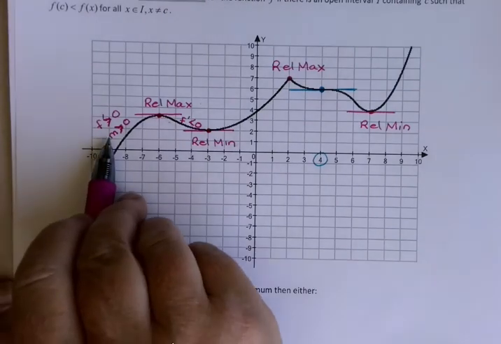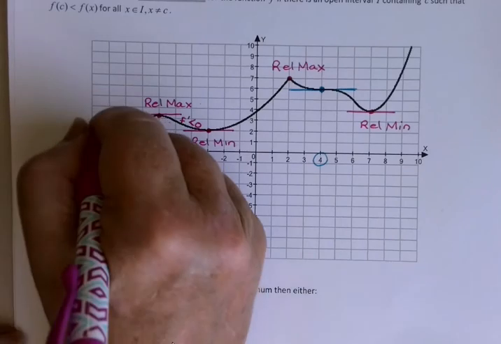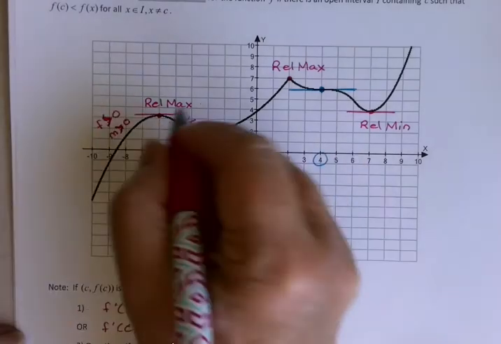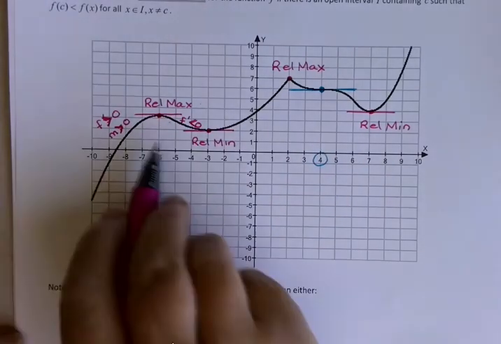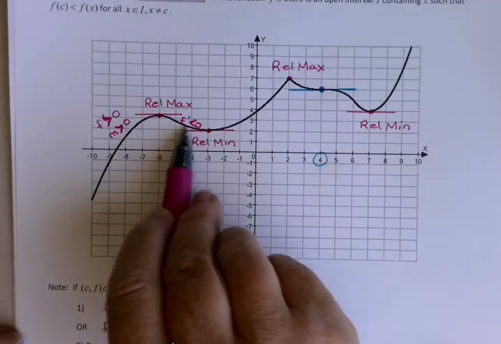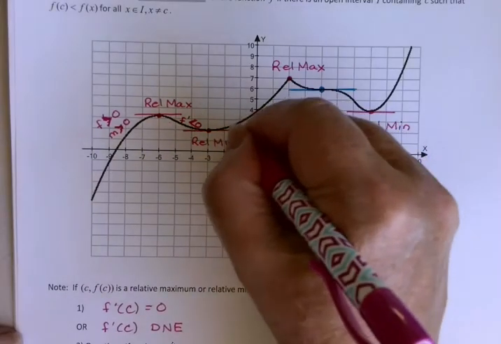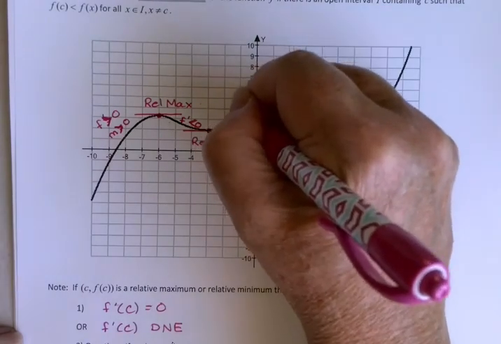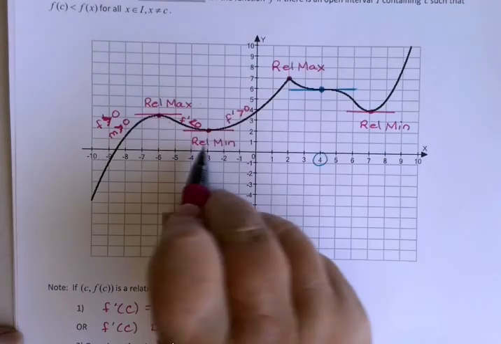So if our derivative changes from positive to negative, we have a maximum. On the other hand, if it changes from negative to positive, we have a minimum.